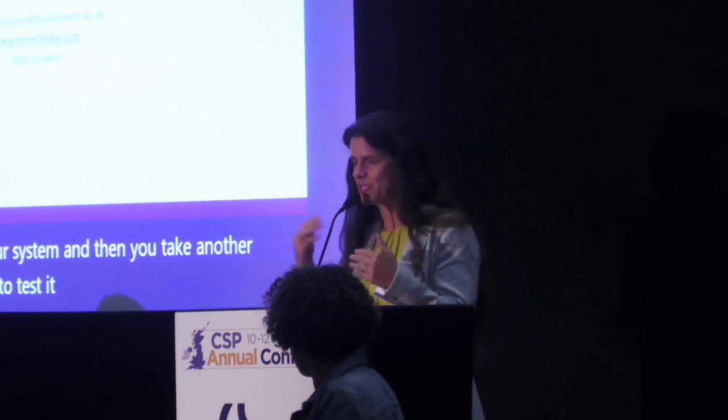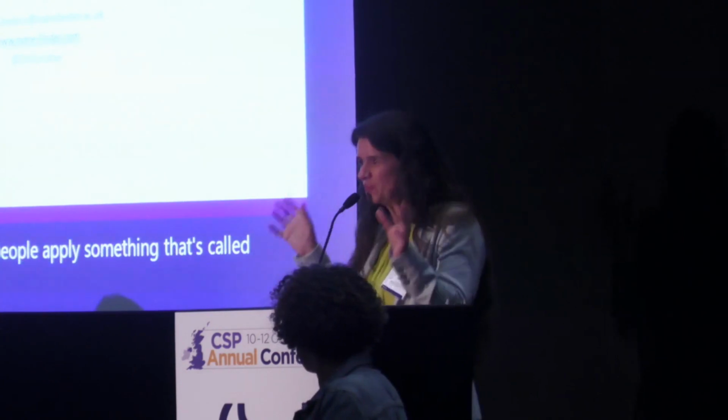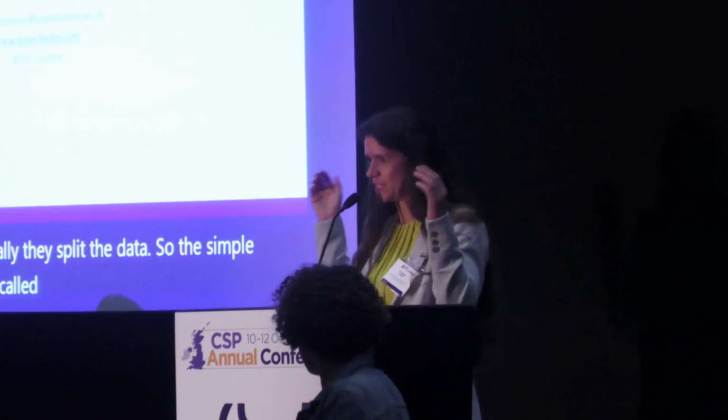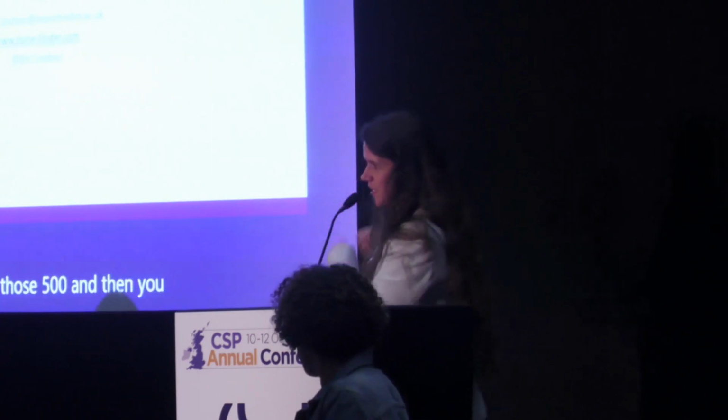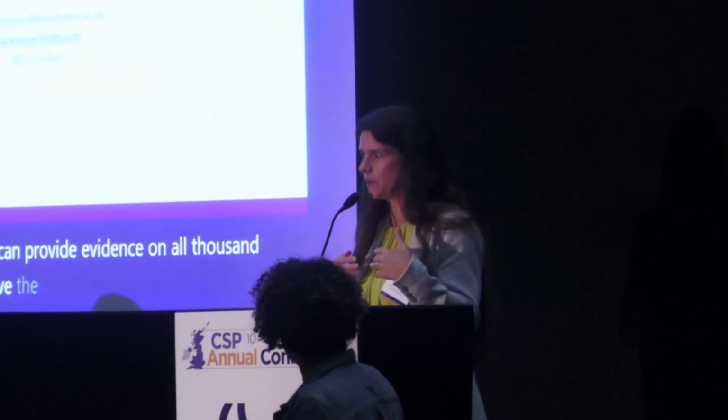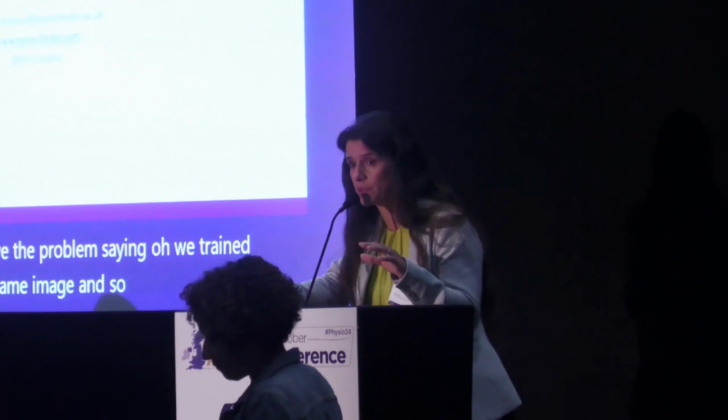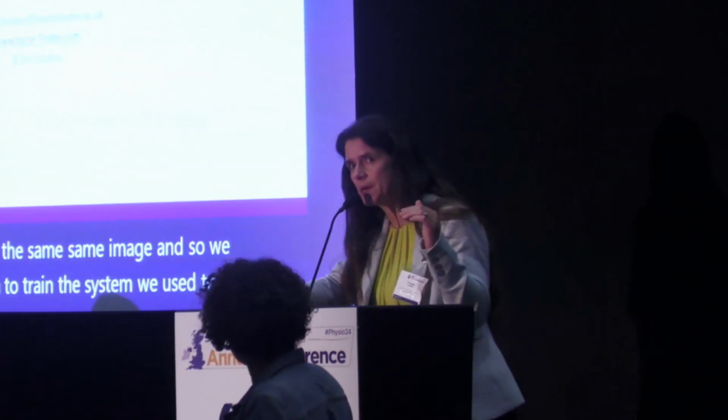Now, if you've got a limited amount of data, people apply something that's called cross-validation. Basically, they split the data. The simplest way is twofold cross-validation. Let's say you've got 1,000 images, so you've got 500 and 500. You train it on those 500, and then you test it on those 500. Then you train it on the other 500, and you test it on the first 500. This way, you still can provide evidence on all 1,000 images, but you don't have the problem of saying we trained and tested on the same image. So we didn't use the whole data to train the system. We used cross-validation. And we're not using deep learning.